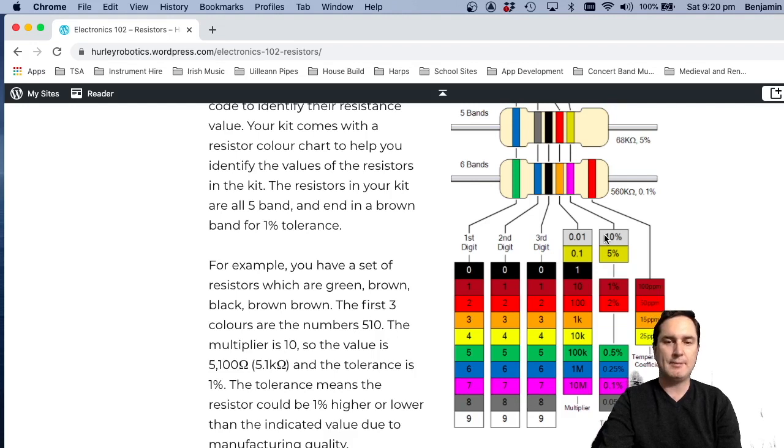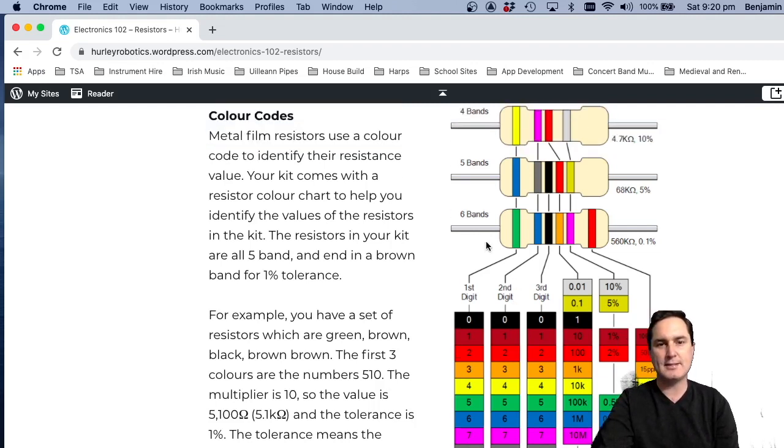That means nothing's perfect when things are manufactured, so every resistor is going to be plus or minus a certain amount from its indicated value. So if we had, let's say, a 100 ohm resistor and its tolerance was 1%, that means it could be either 1% greater or smaller than the actual value. So it could be, in reality, somewhere between 99 and 101 ohms. But that's pretty close.